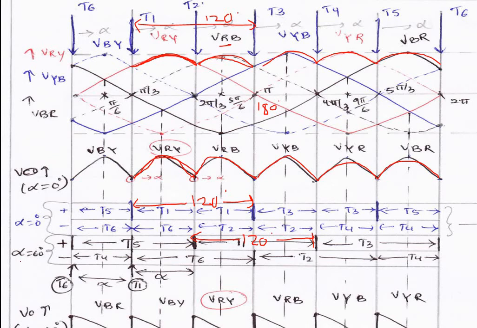Similarly, if you take alpha equal to 60 degrees, thyristor T1 will start conducting at 60 plus 60 degrees.